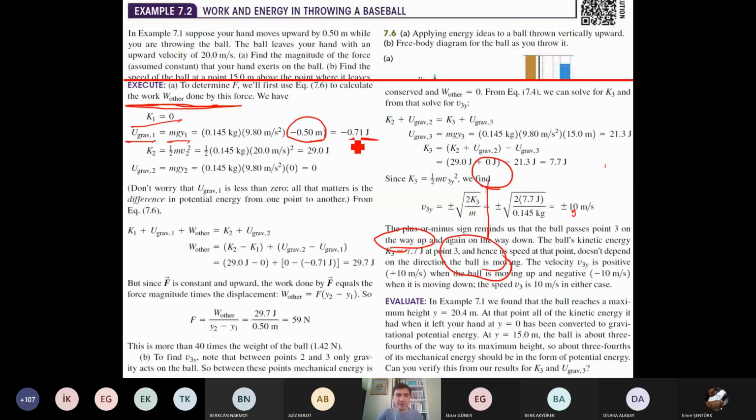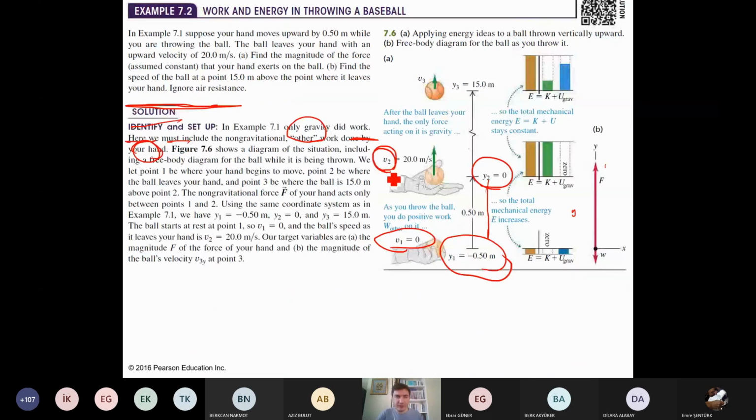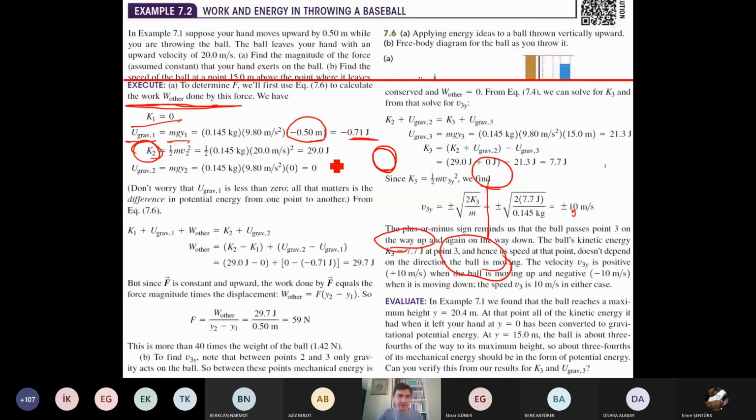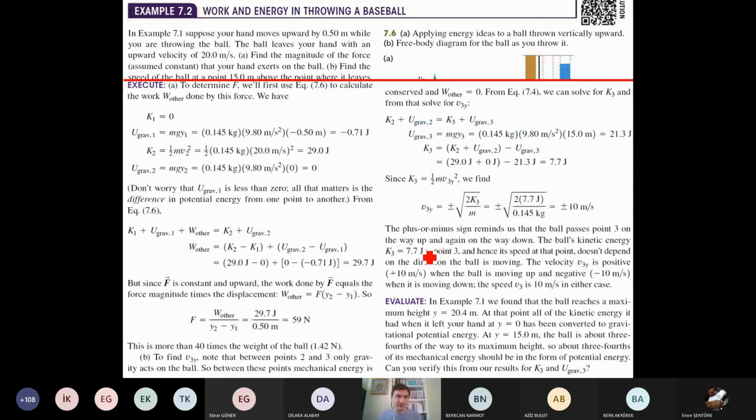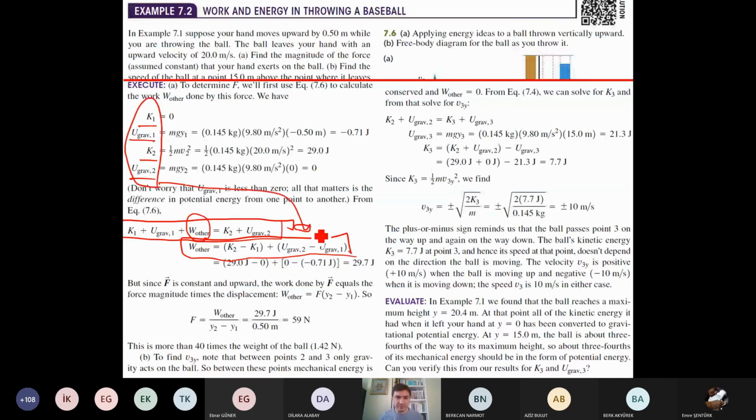And what about the kinetic energy at position 2? Since we know the velocity at position 2, we can calculate the kinetic energy with this one. Okay, and what about the gravitational potential energy at position 2? It is 0 because I have chosen this as the origin. So initial kinetic energy, initial gravitational potential energy, final kinetic energy, final gravitational potential energy. Okay, so then put them together here. K1 plus U1 plus other work is equal to K2 plus U2. And if I take the other work done on the baseball, then I can get this expression. So if you put all these things into this equation, then you can calculate the other work.